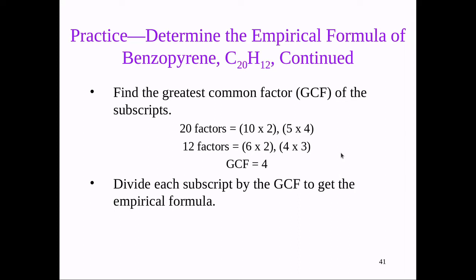Now what we do is we're going to divide each of these subscripts by the GCF to get the empirical formula. So if we have C20H12, we're going to divide each of these by 4. So 20 divided by 4 is 5. We saw that here. And 12 divided by 4 is 3. We saw that there. This gives us the empirical formula of C5H3.